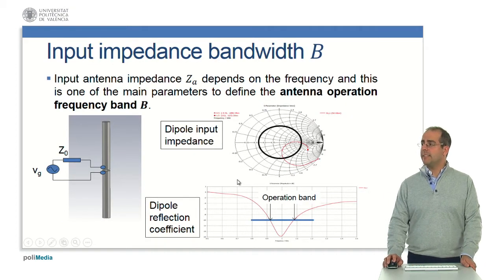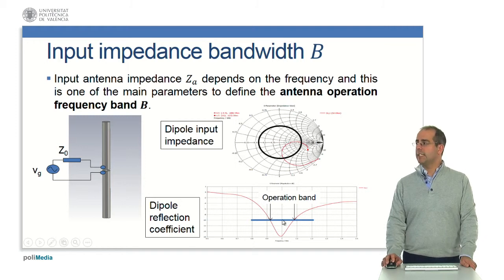Input antenna impedance depends on the frequency. We will see it now. And this is one of the main parameters to define the antenna operation frequency band. For example, here we have a dipole antenna, and here we have the variation of the input impedance in the Smith chart. And here we have the reflection coefficient of this dipole antenna as a function of the frequency. Here, for example, the operation band of this dipole is in this area.